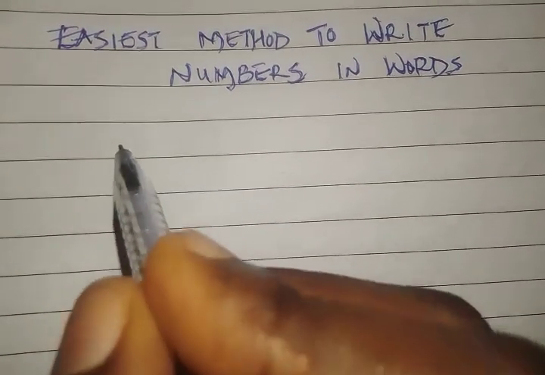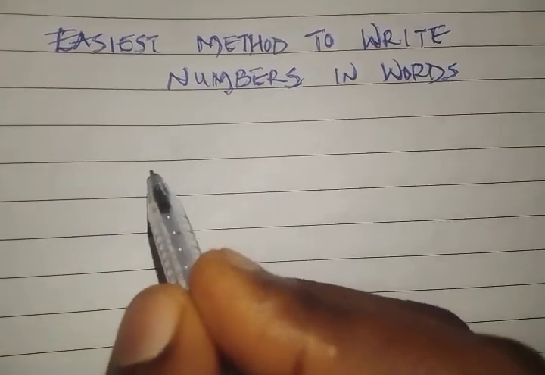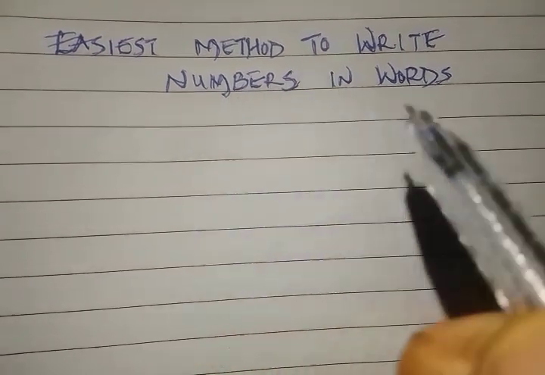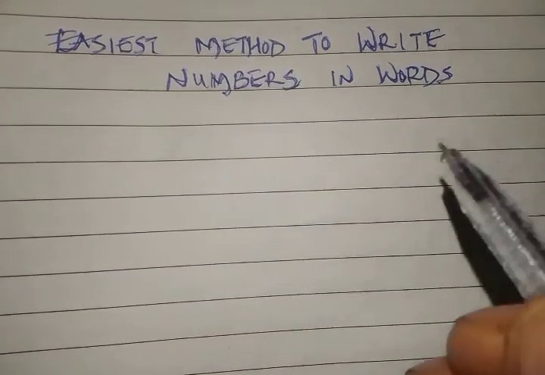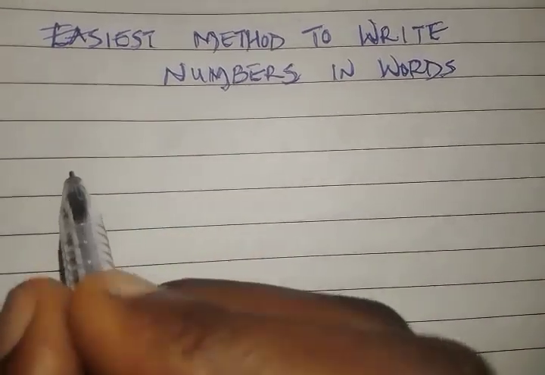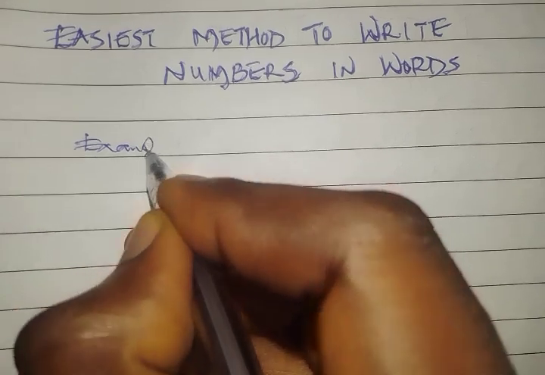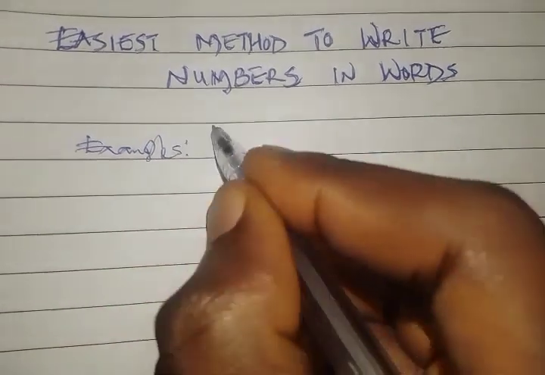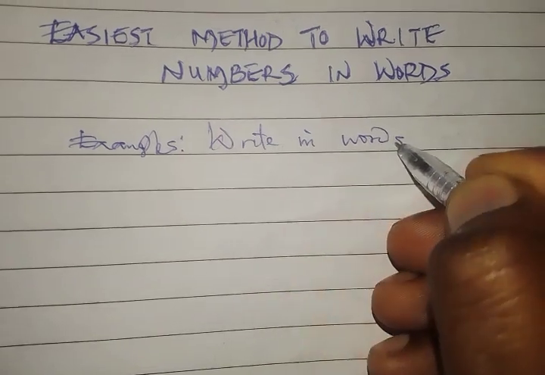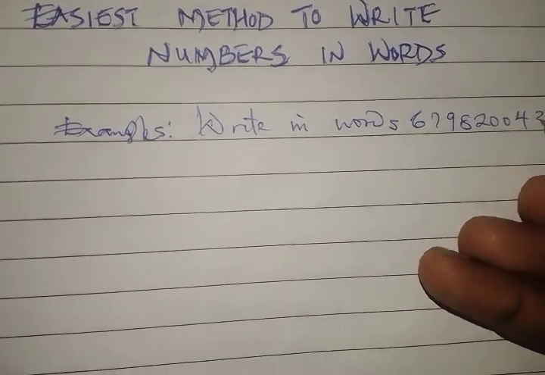Now, without further ado, these questions often have numbers in larger form or in smaller form. We're going to take a few examples and explain them. So we have example one: write in words 6798200431.